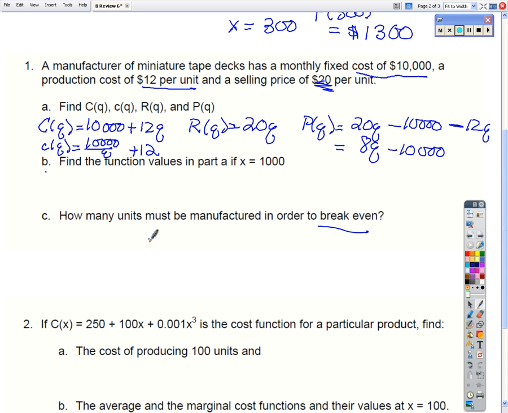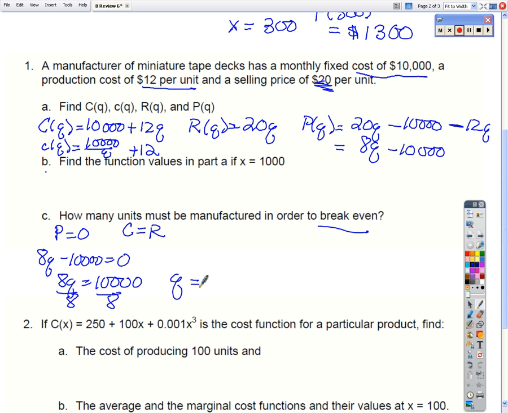Break even, that means that your profit equals 0, or when your cost equals your revenue. You can choose to solve either way. I'm going to set my profit equal to 0. Add the 10,000 over, divide by 8, so Q is 1,250.